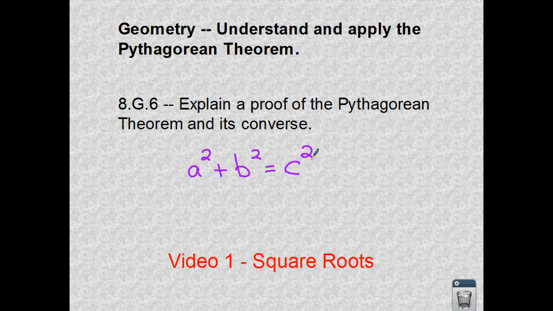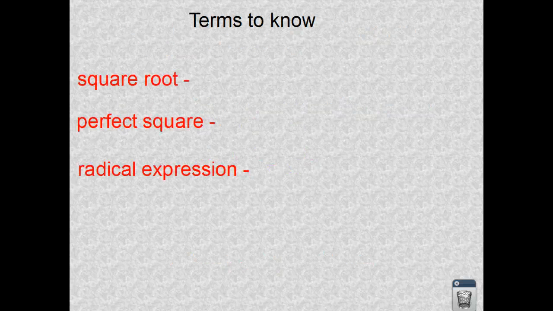I think it would be important to talk about what a radical expression is, what a root is, what a square root is. We'll talk about perfect squares and then maybe talk a little bit about approximating square roots, which we did earlier in the year, but it might be a good time today to give you a quick refresher on that. So in video 1 here, we're going to focus in on radical expressions and square roots.